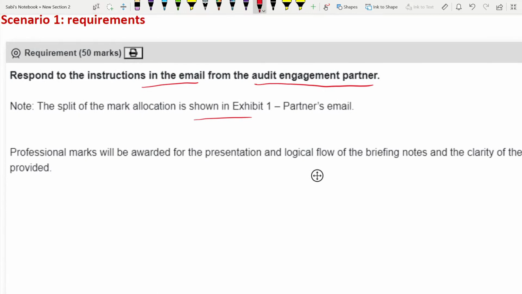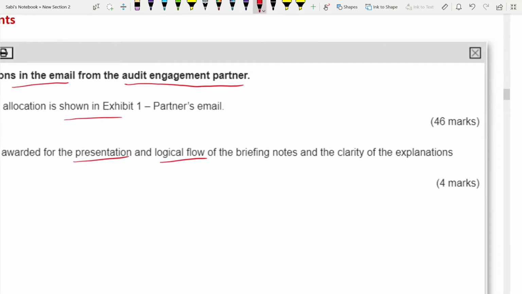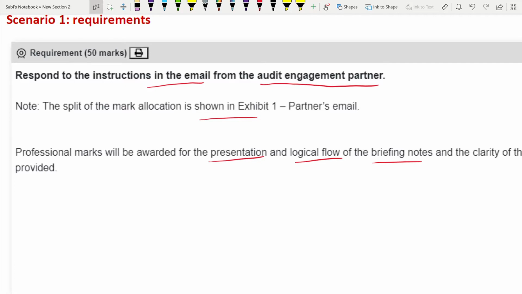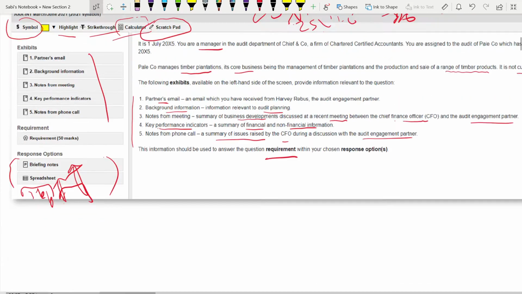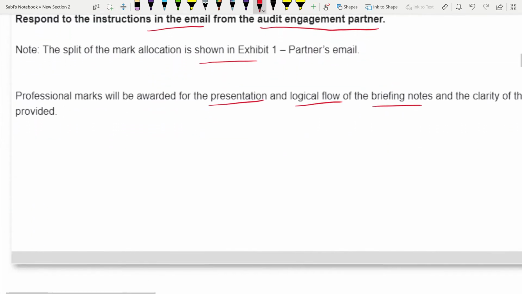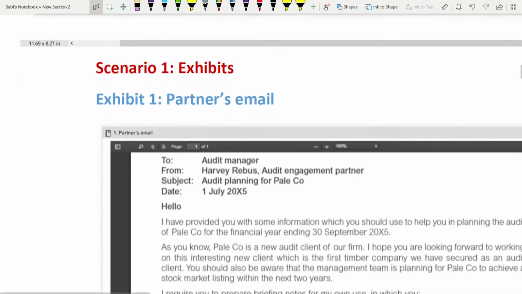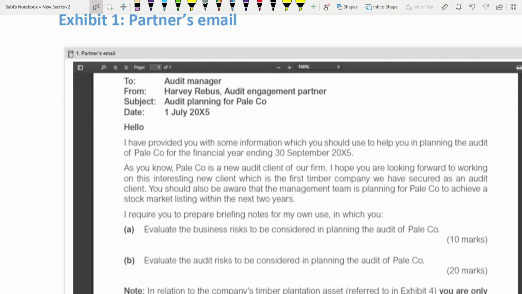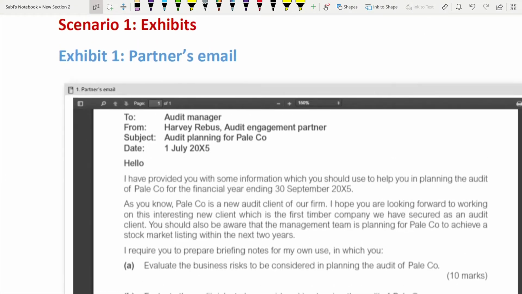How will you be awarded? You will be awarded for the presentation, for the logical flow, the way you're writing, the order of the briefing notes, and the clarity of the explanations provided. You have to write all this where? In briefing notes. You have to use this response option to answer your section A. So in the scenario, in exhibit 1, you can read all the requirements. So it makes sense that I start reading exhibit 1 first, because all my requirements are there. Okay, so let's start.